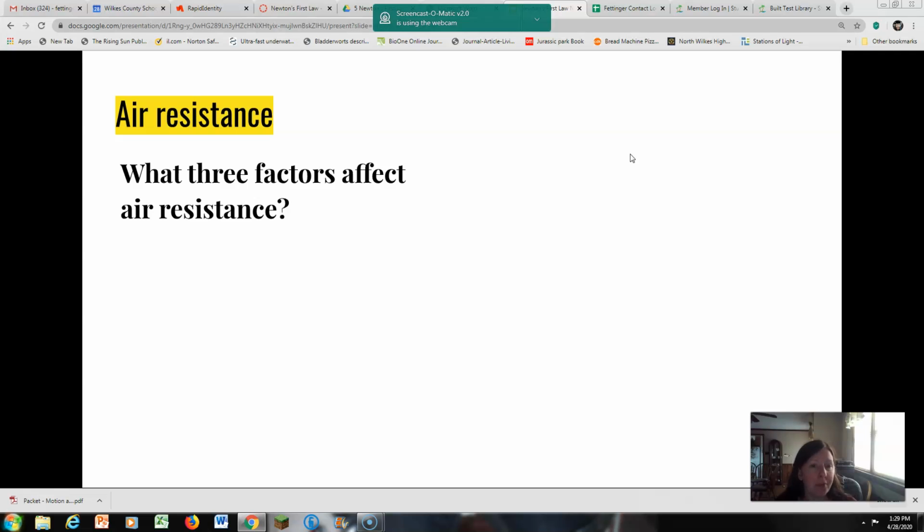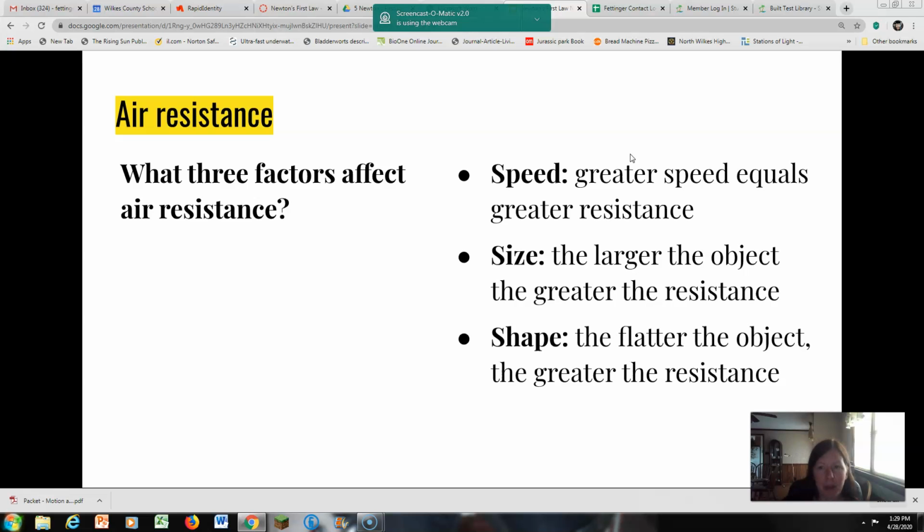So we also have 3 factors that can affect air resistance. And the first one is speed. A good example of this is if you've ever been riding down the road and you roll down the window and stick your arm out the window. If you're going very slow, you don't feel a lot of resistance. But once your car gets to the 50s or 60, you'll start noticing it's harder to keep your arm still and straight because you have greater resistance of the air hitting it.